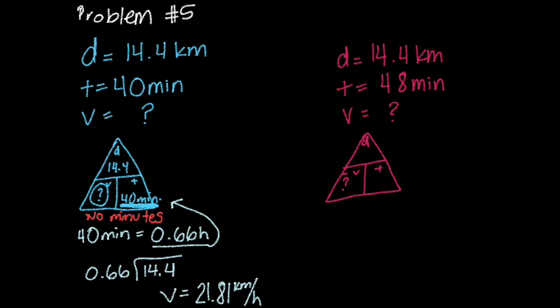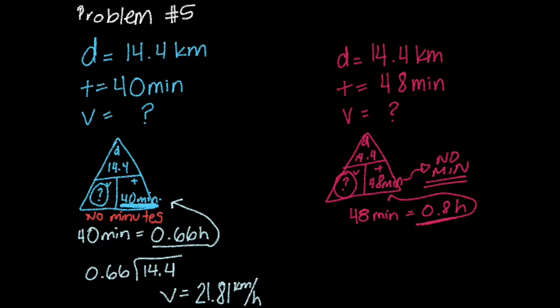And we're going to encounter the same problem. The time, it's in 48 minutes and we don't want minutes in there because we cannot say kilometers per minute. We need to say kilometers per hour. So therefore 48 divided by 60, okay, 48 minutes is the same as 0.8 hours. So now we use the 0.8 hours in our triangle, okay? 14.4 divided by 0.8 and the answer for her is 18 kilometers per hour. Therefore, she was slower than him. He was faster than her, okay?